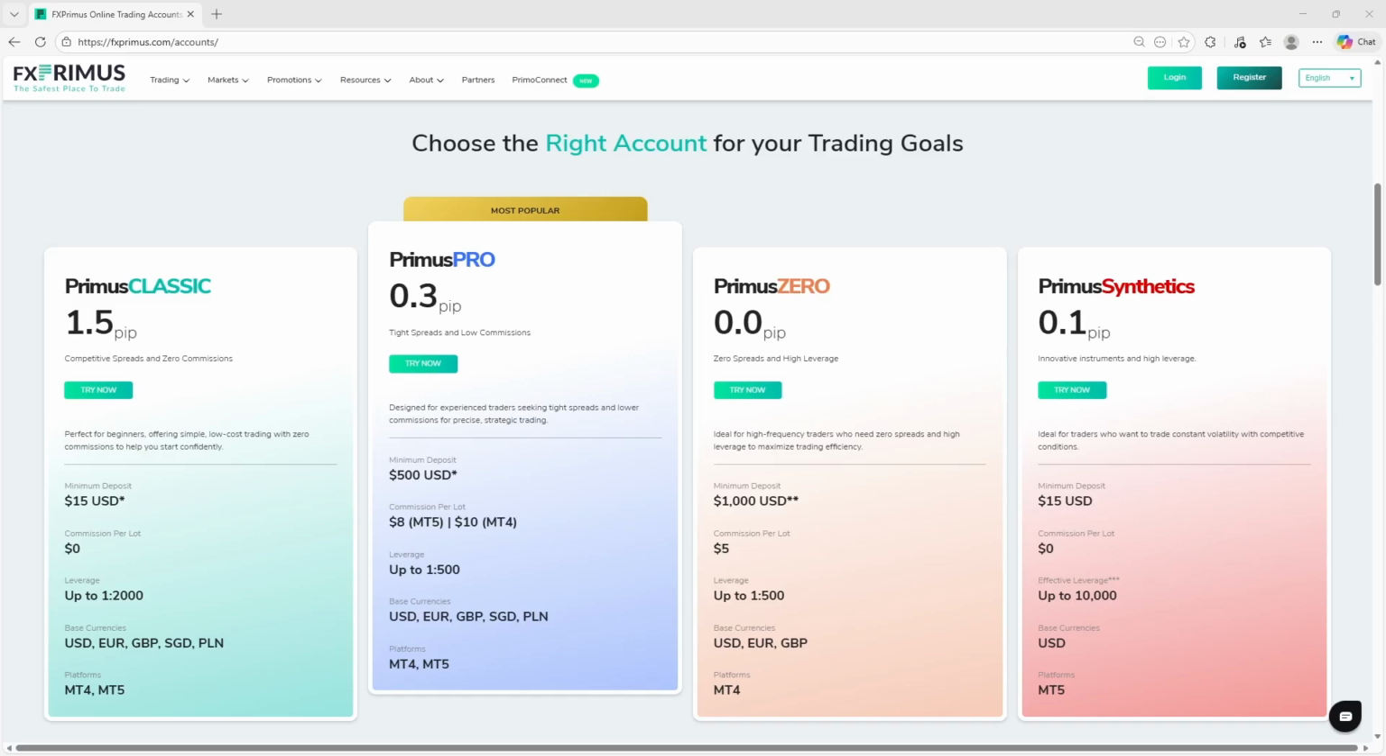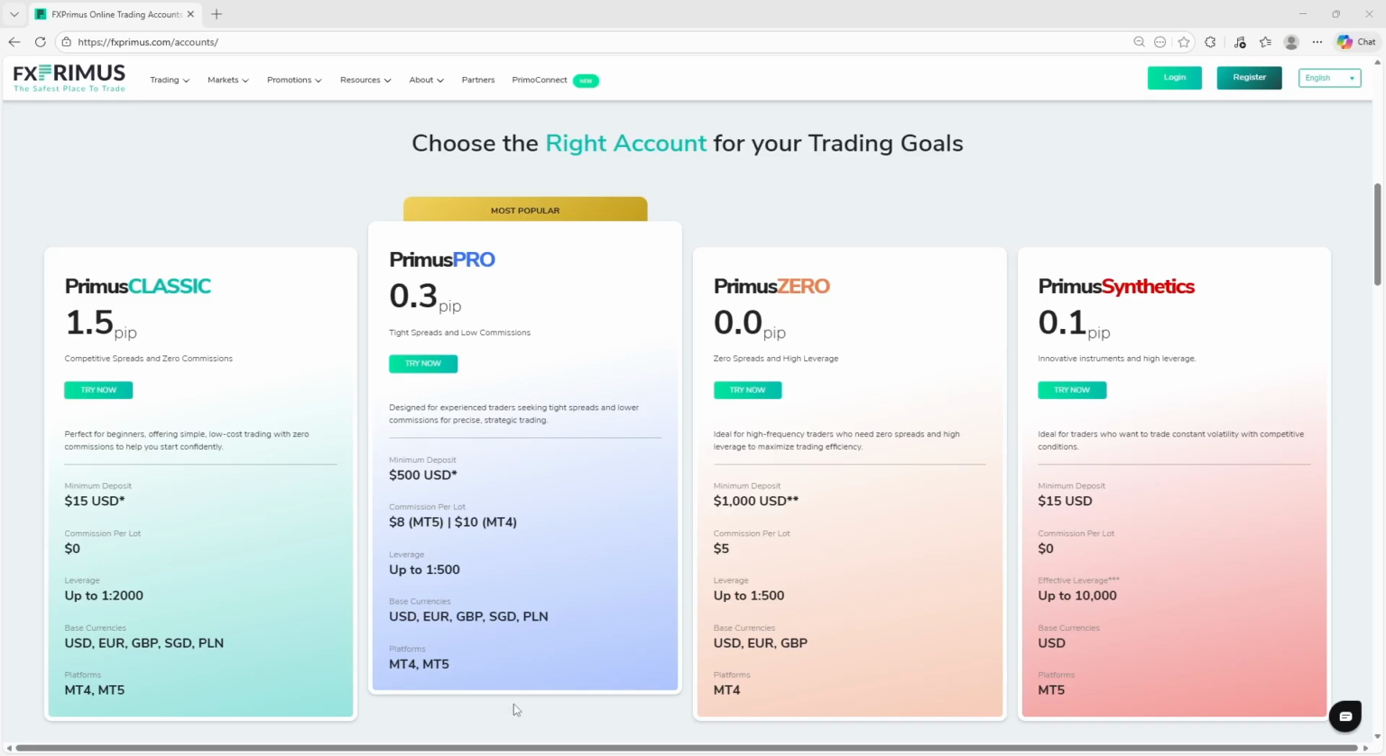FXPrismus also offers a synthetics account with ultra-tight spreads and extremely high effective leverage, designed specifically for traders looking to trade proprietary synthetic instruments rather than traditional forex pairs. Across all account types, FXPrismus uses MT4 and MT5 as its core platforms, keeping pricing execution familiar and widely supported.